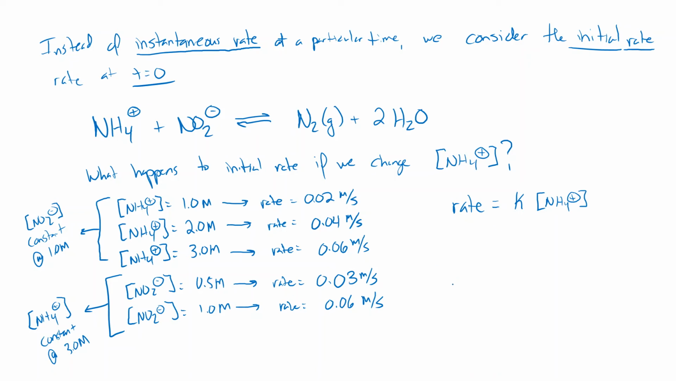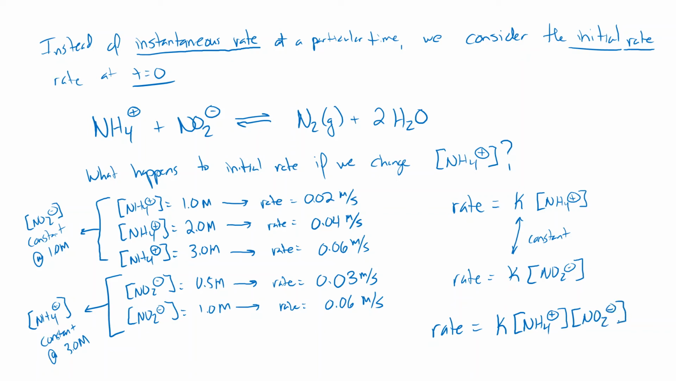And so we can also say that the rate is equal to K times the concentration of NO2 minus. Now, because K is a constant in both cases, we can just combine these two. We just take K times other K, and that'll just give us another constant. A constant times a constant is just a third constant. And so since we don't know what the value of K is, we can just say we're multiplying these two things together. And this expression still works. This right here is our rate law.